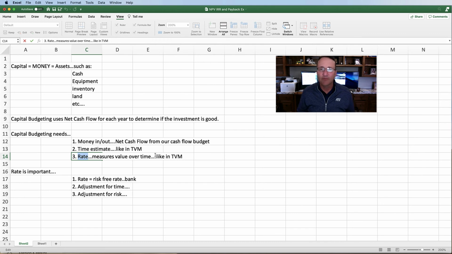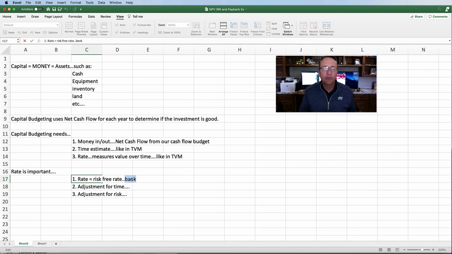How do you come up with that number? Well, there's three things that I would like to outline for you, and I've already gone ahead and listed them here. First of all, rate is important, and the first thing to look at is something called the risk-free rate. A risk-free rate is like putting your money in the bank. You can go there and get it at any time. There's very little risk, if any at all.